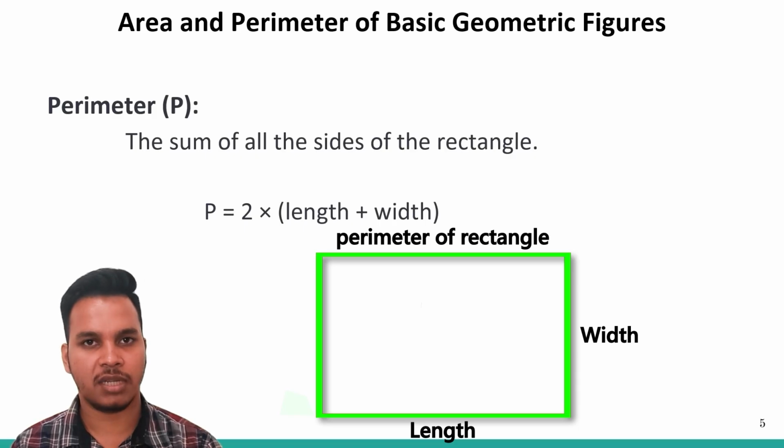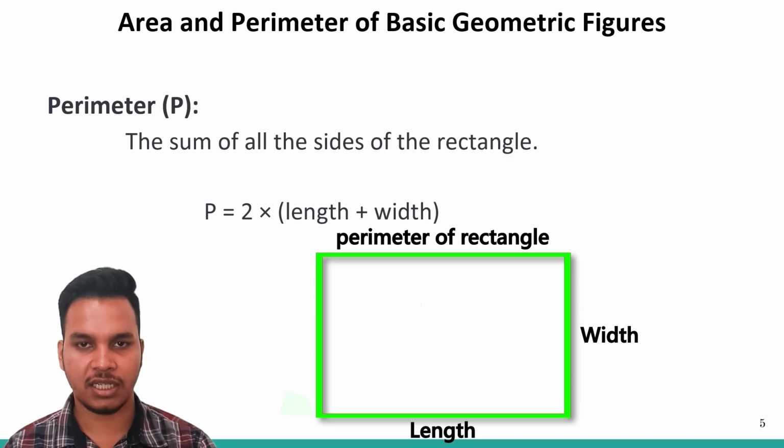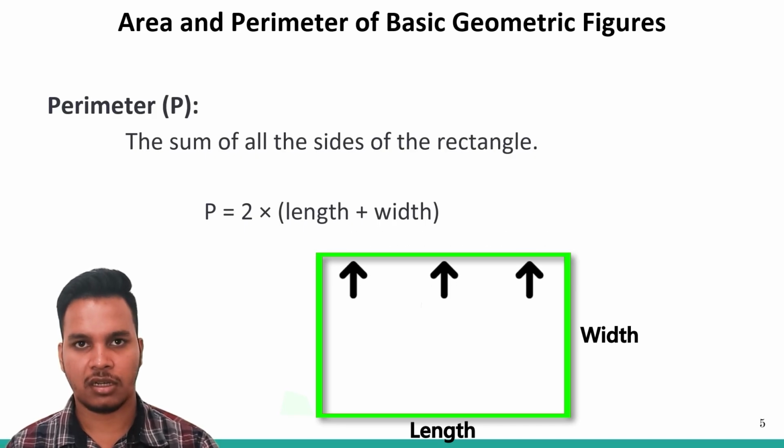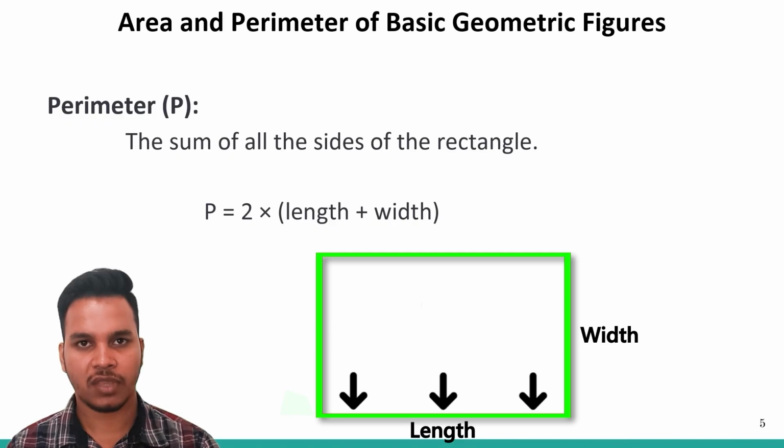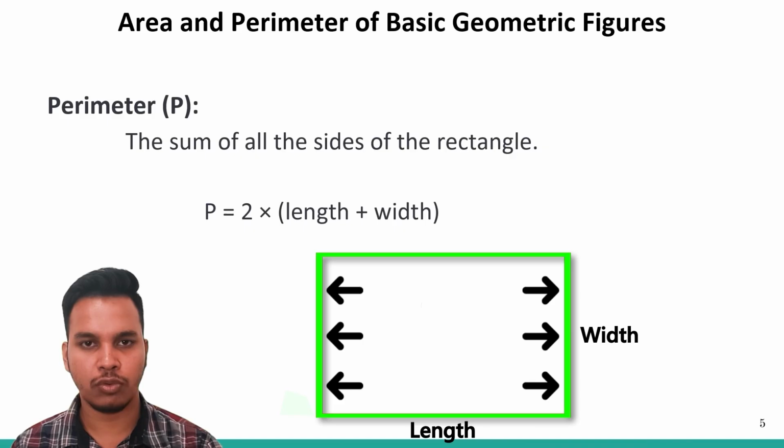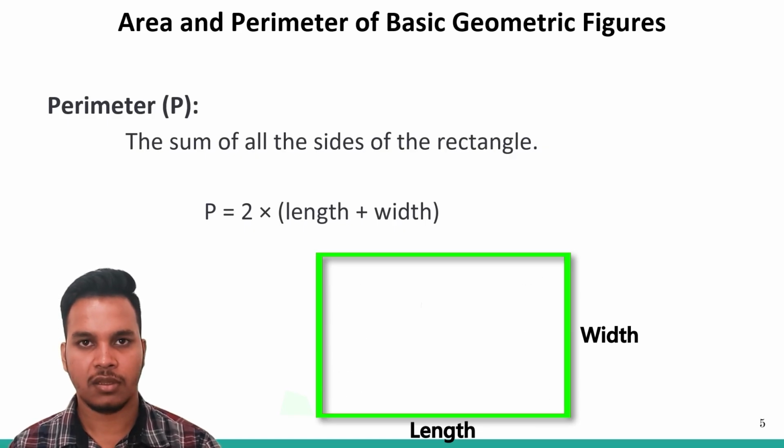So how will you measure the length of the boundary? As you can see in this rectangle, there are two lengths, the upper one and the lower one, and these two have the same length. And you can see two widths here, two width lines, and these two are also the same. The upper length and lower length are the same, and the two width lines are also the same.